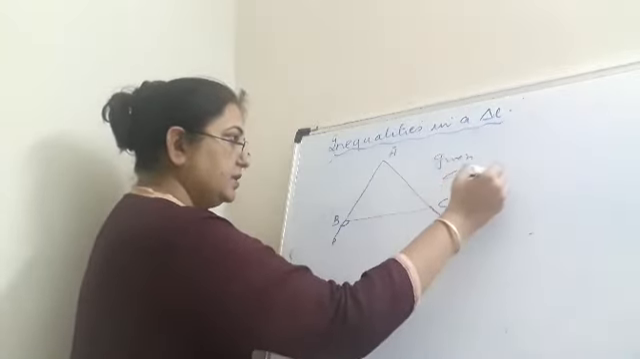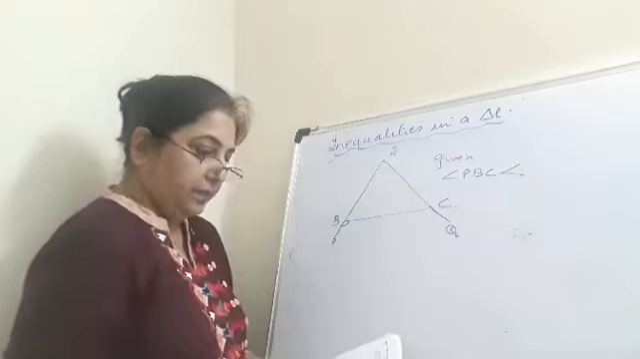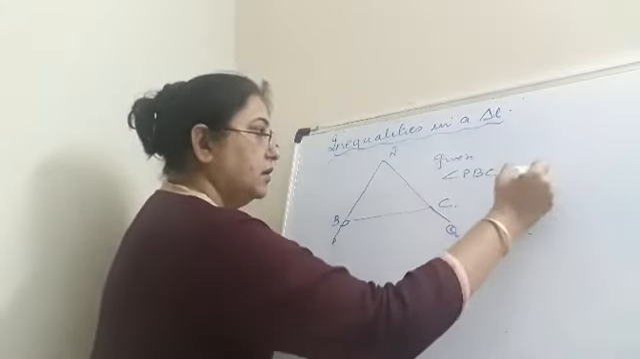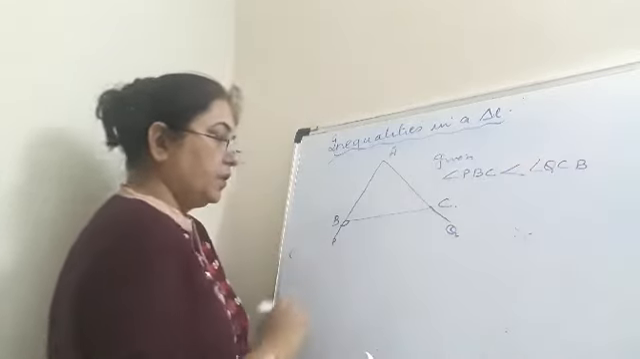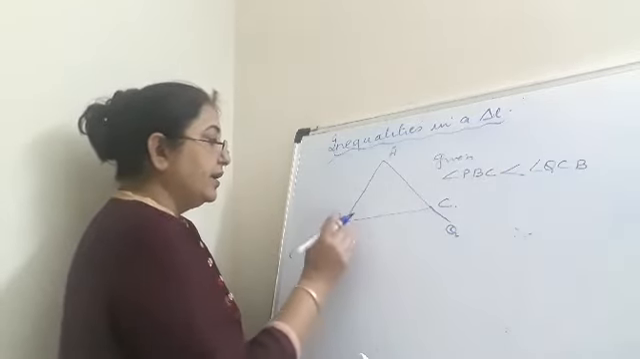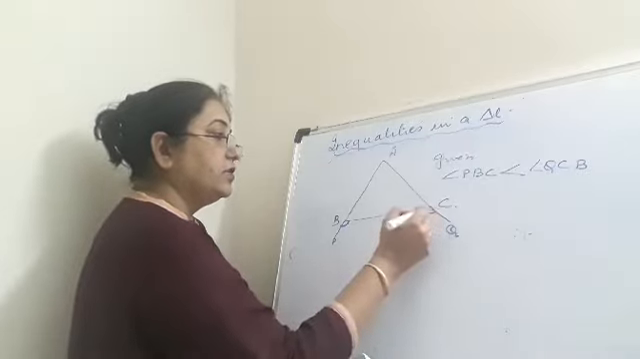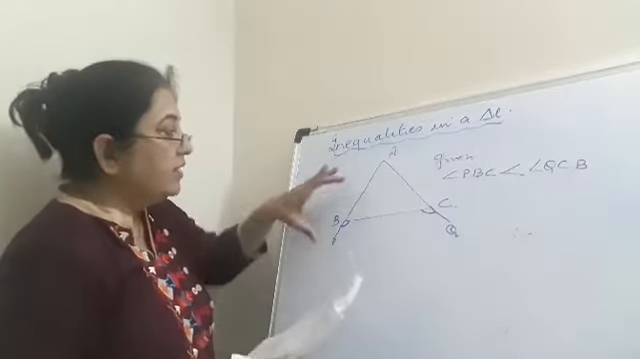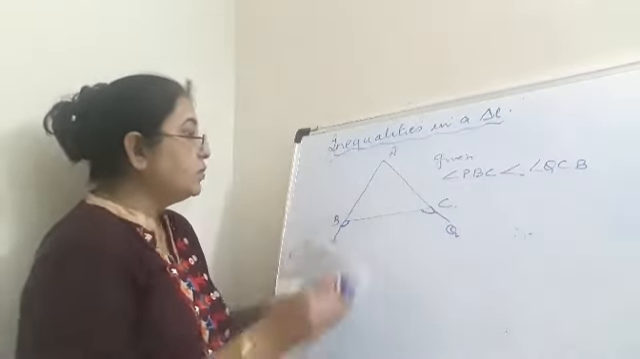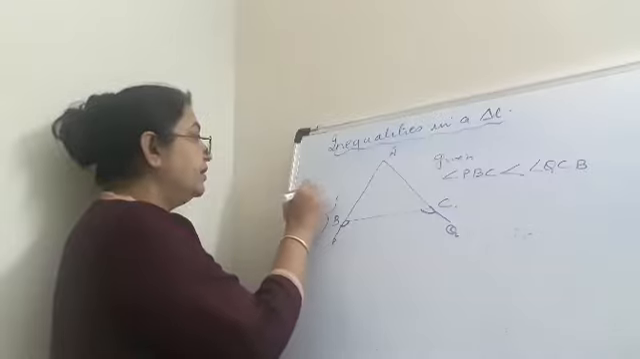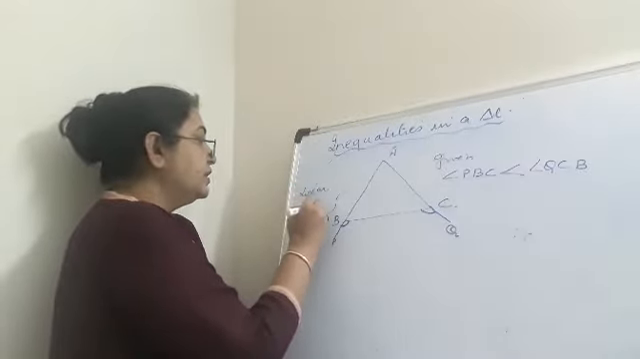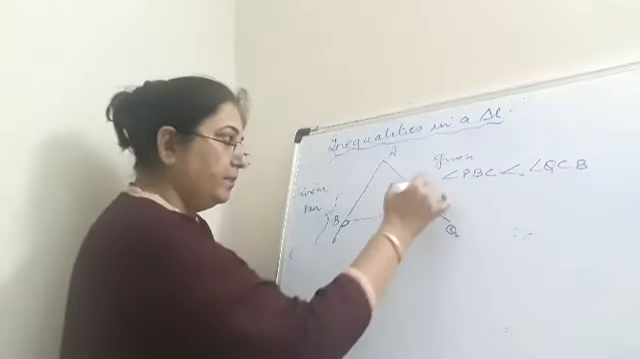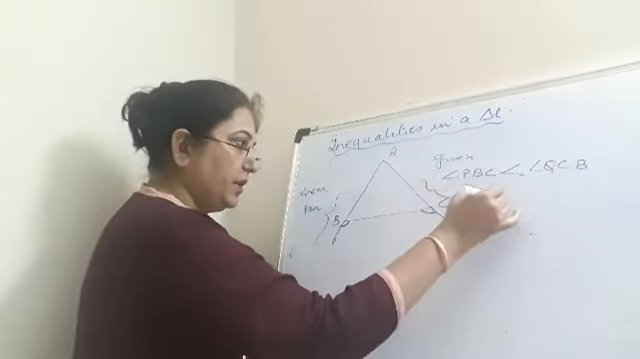Angle PBC is less than angle QCB. Okay, now this angle is less than this angle. Which one? QCB. Now you also know that this part of the figure forms a linear pair. Now you know what a linear pair is? The sum of the two angles of a linear pair is how much? 180 degrees. So this is also forming a linear pair.